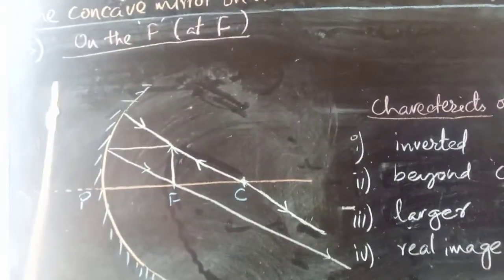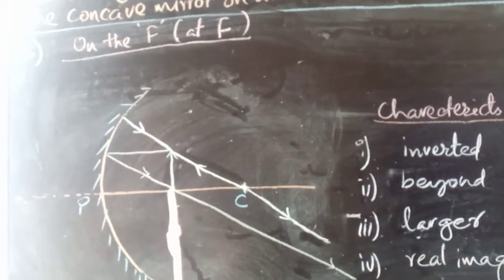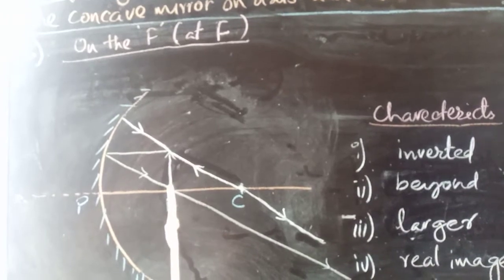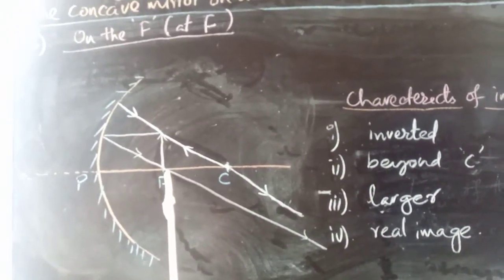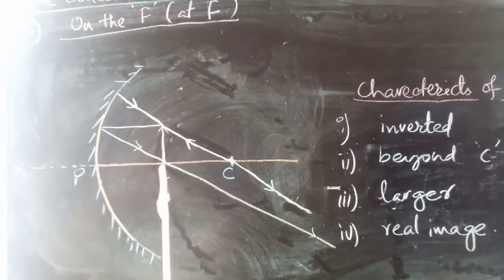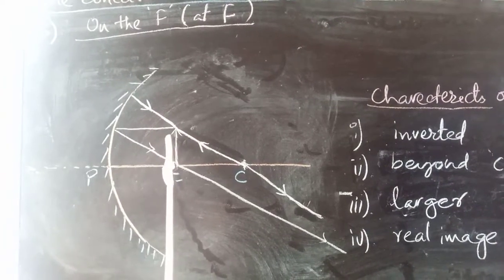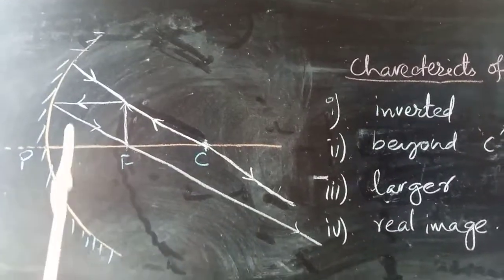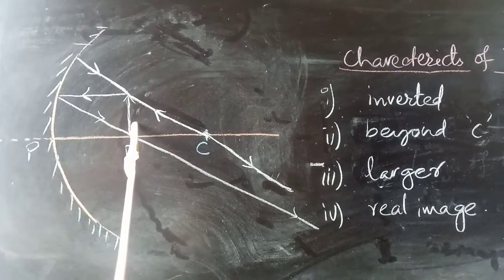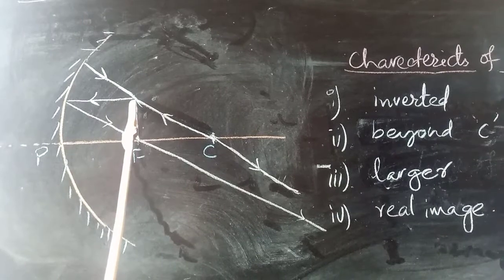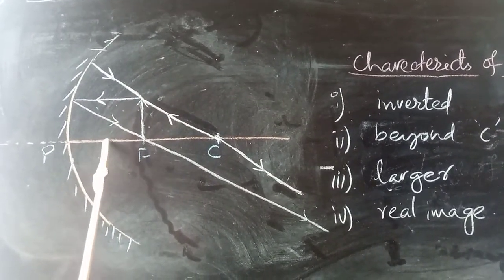This is the fifth situation, when an object is situated at the point F, on the focal point. So here I draw an object at focal point F, and as usual we take two incident rays from the tip of the object. In this situation, the first incident ray travels parallel to the axis.